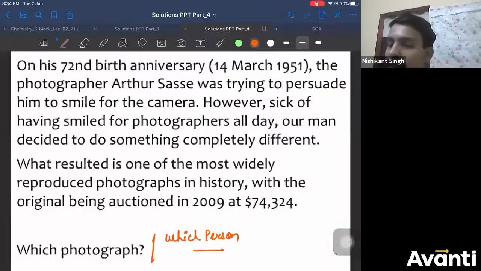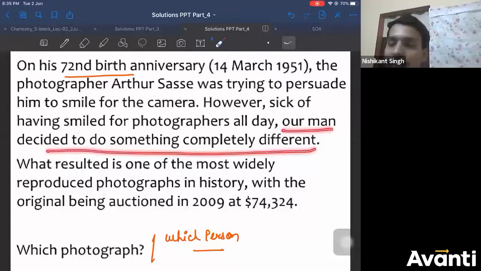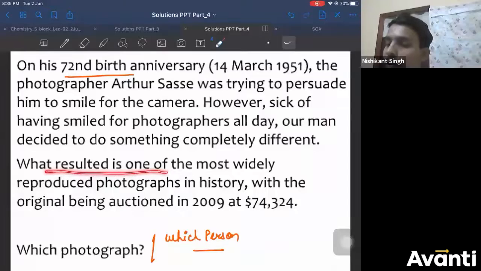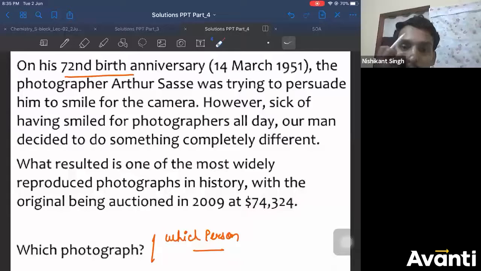See here. On the 72nd birth anniversary of the photographer Arthur Sasse was trying to persuade him to smile for the camera. However, sick of having smiled for photographers all day, our man decided to do something completely different. What resulted is one of the most widely reproduced photographs in history, with the original being auctioned in 2009 for $74,324. Which photograph or which person are we talking about?